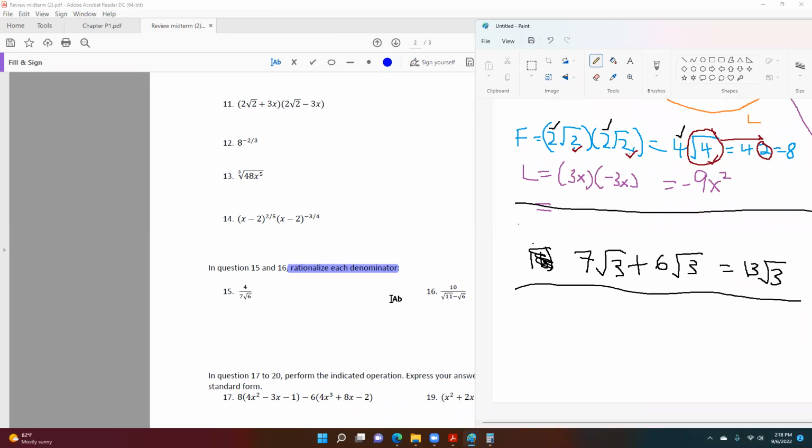Anyone know how to do question 15 or 16, rationalizing your denominator? Anyone need help with this? Don't you multiply times the root? Yep. So if it's a monomial, meaning one term, you just multiply by the root. If you have a binomial, which is 2 terms, you multiply by its conjugate.